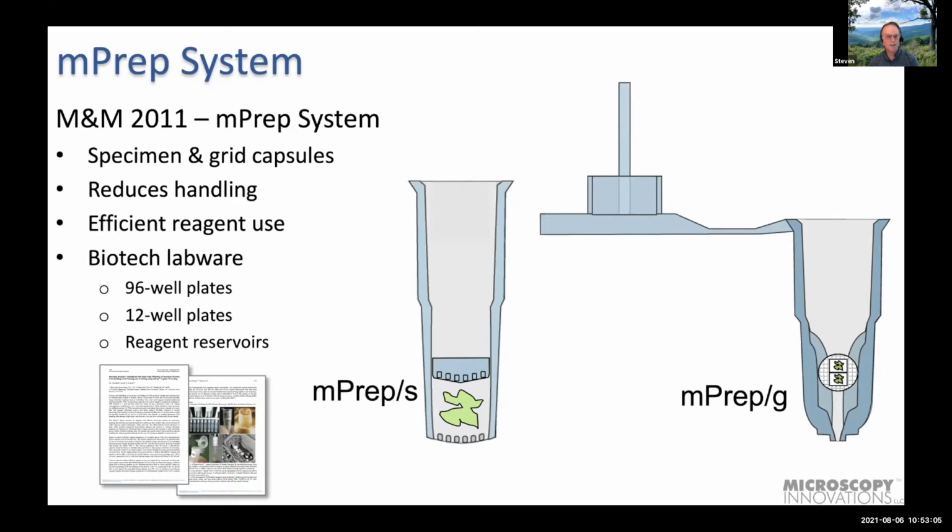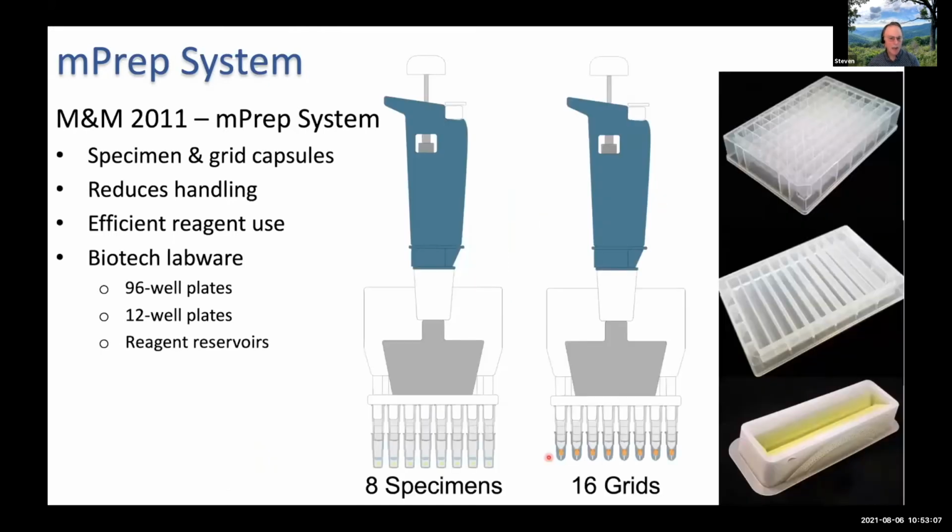How does the processing occur? The capsules are just attached to an ordinary pipette man for either the specimen capsules or the grid capsules. So the capsules function like pipette tips, but uniquely the specimen is entrapped inside the tip, sort of reversing the way it's done in a standard biotech lab with the tips.